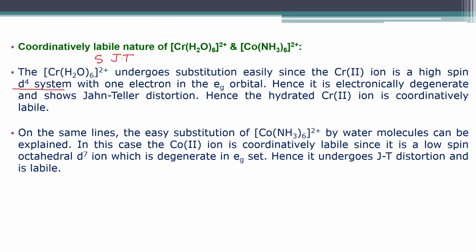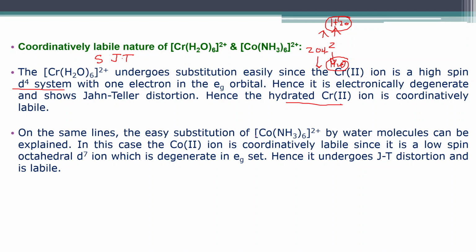Because of the strong Jahn-Teller distortion, the H2O ligands on the Z axis will have a Z-out distortion. Z-out will be there. So the H2Os on the Z axis can be easily substituted, and this hydrated Cr2+ ion is coordinately labile. We can say that it is coordinately labile due to strong Jahn-Teller distortion.